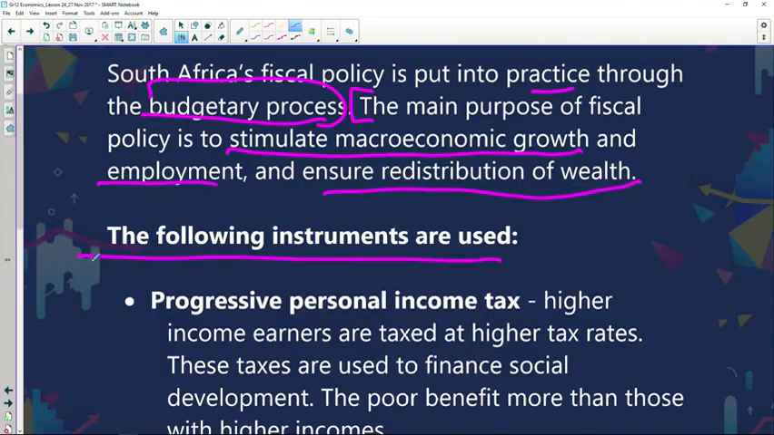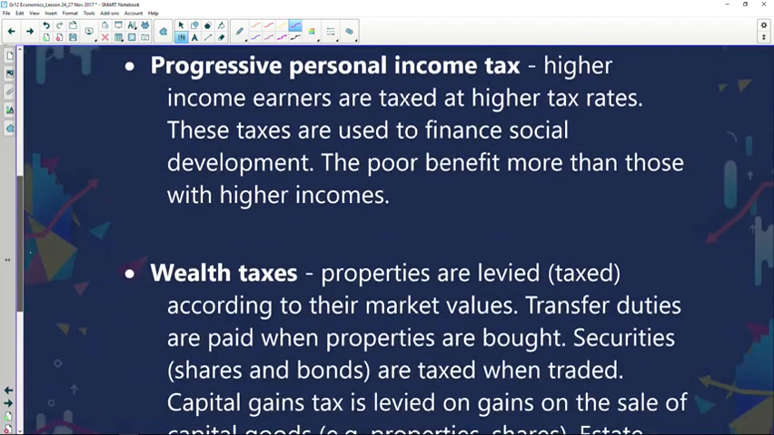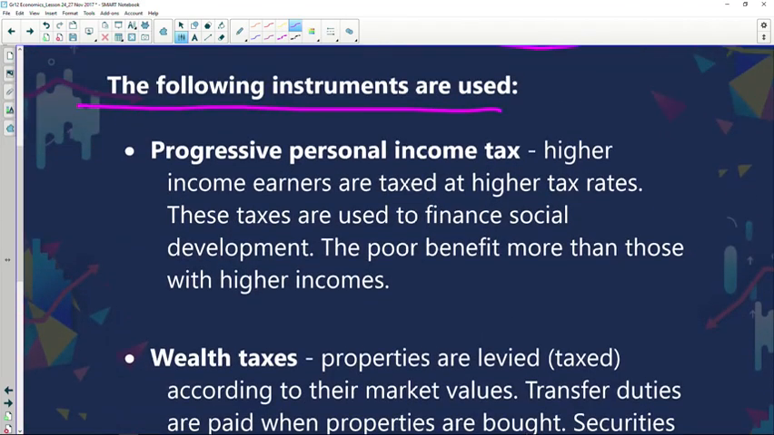So the following instruments are used in order to achieve this fiscal policy, to ensure that the budgetary process actually becomes effective. The first instrument that we're going to look at is the progressive personal income tax system. And we know that in South Africa, we use a progressive income tax system, which means the higher income earners, so if you fall under this bracket or you are considered to be a higher income earner, then you are taxed at a higher rate.